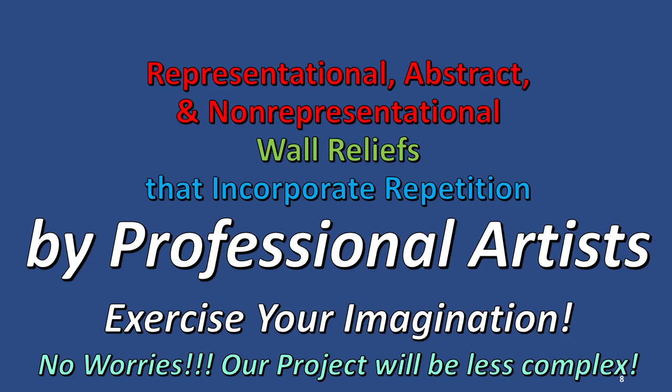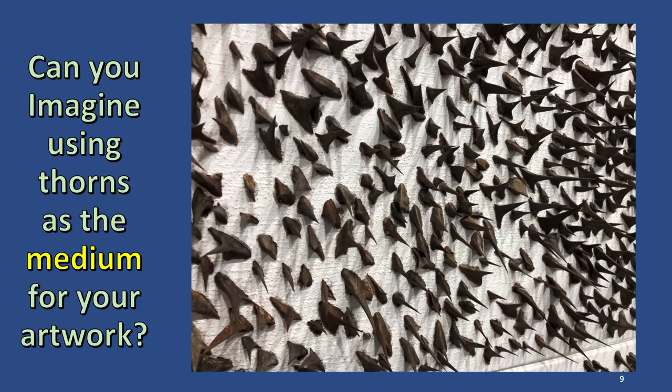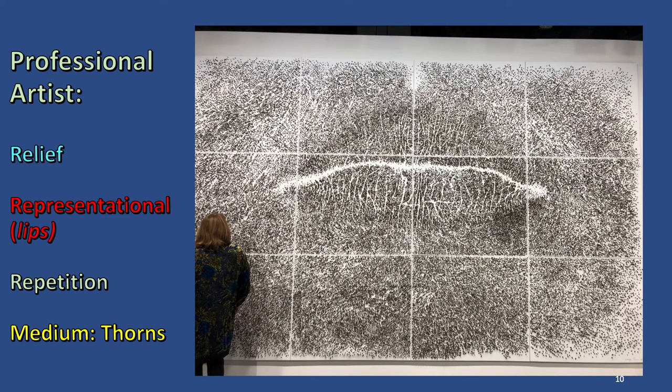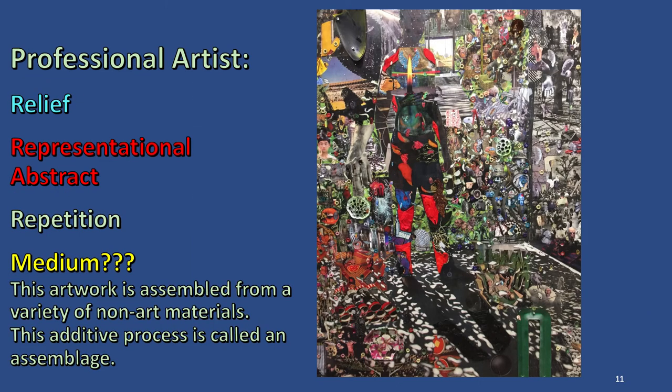Okay, learning about art. We're going to look at some representational, non-representational, and abstract works of art by professional artists. So this first one, can you imagine using thorns as the medium for your artwork? So medium, material. And those thorns create lips. So that is a relief. It's sticking out from the background. It's representational, represents lips. We have repetition, and the medium is thorns.